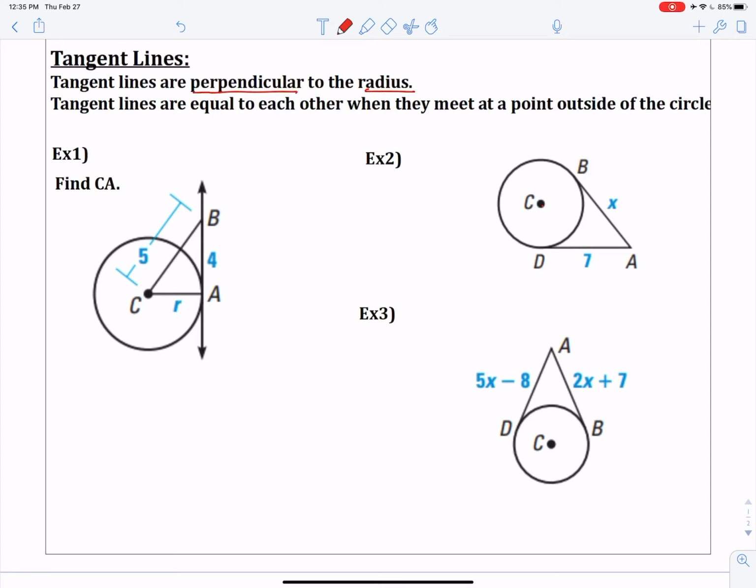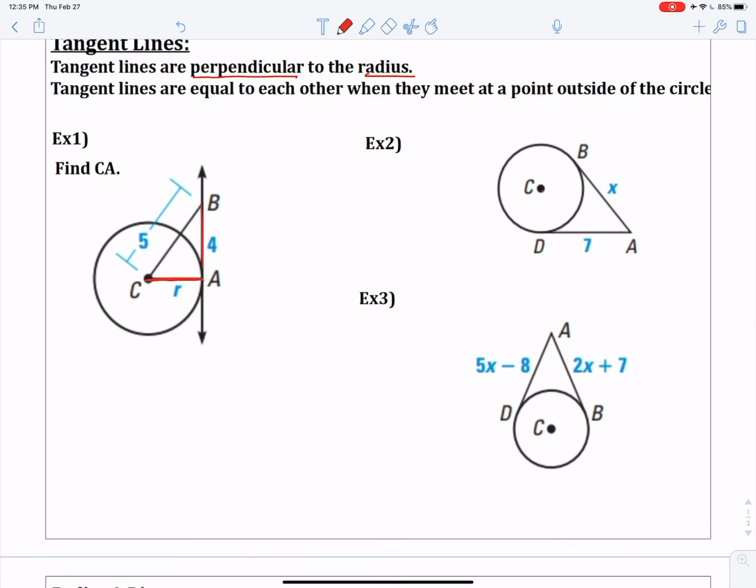So in example number 1, it's asking us to find this length CA, which is the radius, and it gives us this tangent line AB. So that means that AB and CA are perpendicular, which gives us this nice right triangle. So since we have a right triangle and we have 2 of the sides, we can use the Pythagorean theorem.